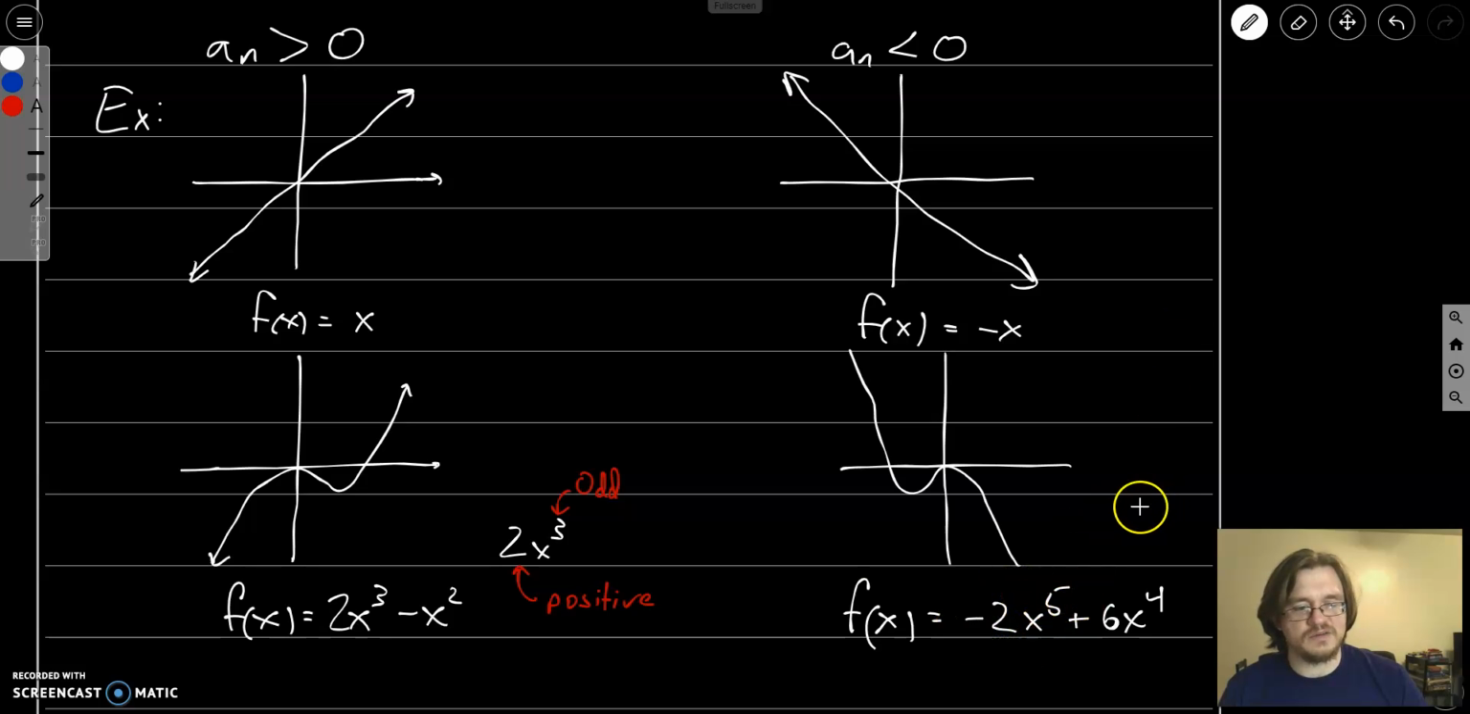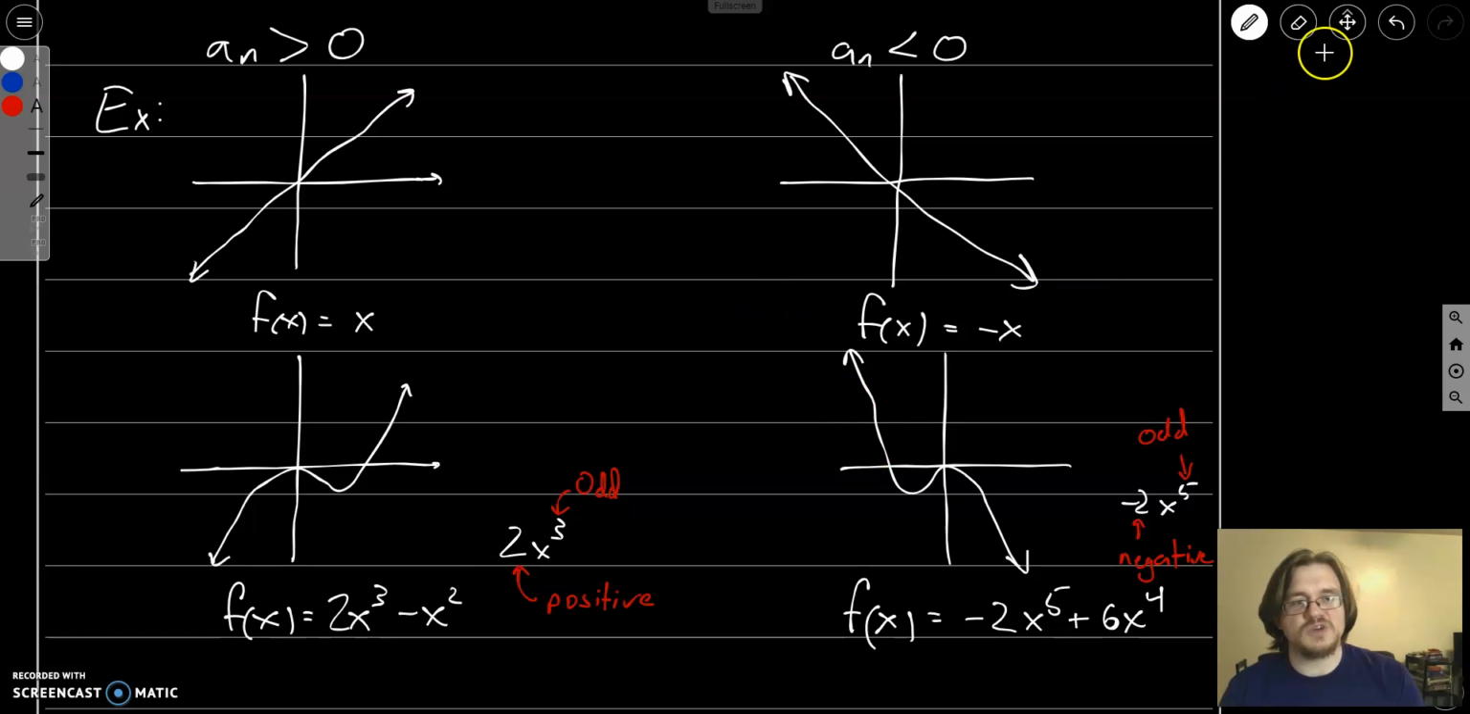Whereas with this leading term, we've got -2x to the fifth. This is our leading term. Again, our power over here is going to be odd, but now our coefficient is going to be negative. So what does the function do? As we come further and further to the right, we are going down. And when we look over here to the left, we see that we're coming from the top.